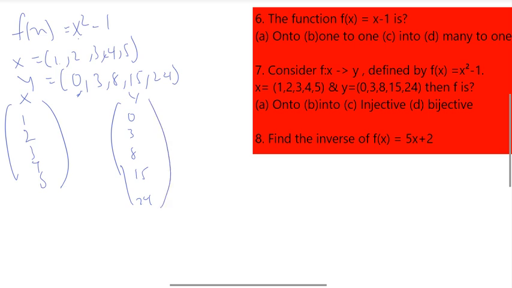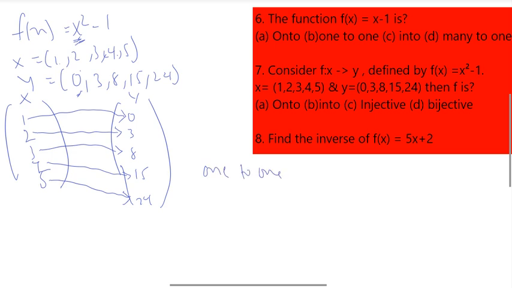So now for this one, when we put 1 here, we have 1 square minus 1, and that gives us 0. So that means 1 is mapped to 0. Let's put 2 now. 2 square, that will give us 4 minus 1, 3. That means 2 is mapped to 3. Let's put 3 now. 3 square minus 1 will give us 8. 3 is mapped to 8. Let's put 4. 4 square is 16 minus 1, 15. 4 is mapped to 15. Let's put 5. 5 square is 25 minus 1, 24. 5 is mapped to 24. So it means that this function is 1 to 1.